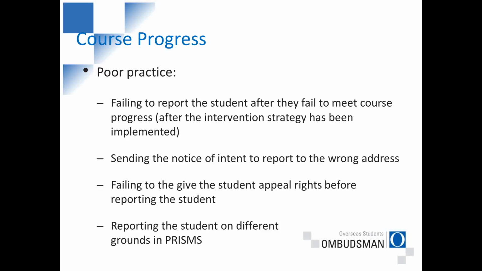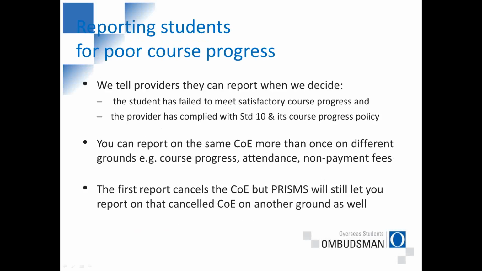We do see some providers who just report students straight away without giving them appeal rights. So the student should be given 20 working days to lodge an internal appeal through your own internal complaints and appeals process. And we've also seen providers issue the notice of intent to report about course progress, but then proceed to report for a different reason, like student misbehaviour. So obviously, you can't report a student on a ground that you haven't first given them a chance to object to through an appeal and have their say on it.